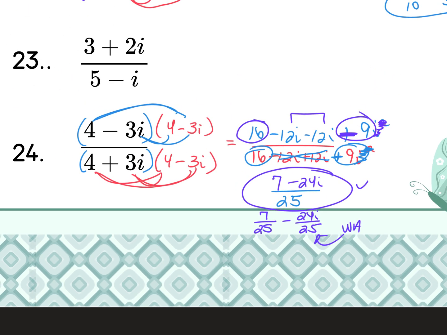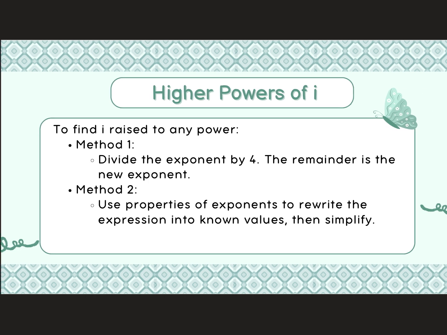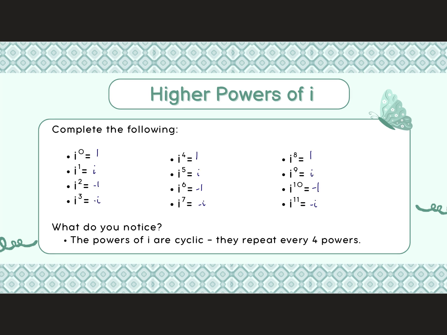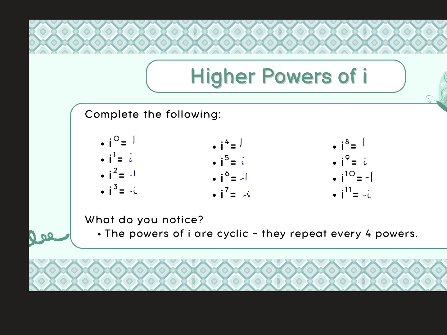Okay, all right, next thing. To find i raised to any power, there's two different methods. You can divide the exponent by 4 and see what the remainder is, or you can use properties of exponents to rewrite. I think the easiest way would be method 1, because you have some things you have to memorize, but it's not so hard. What they're talking about is powers of i. We're talking about different powers of i.